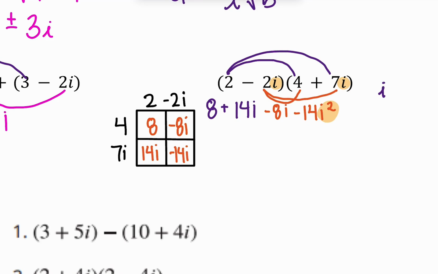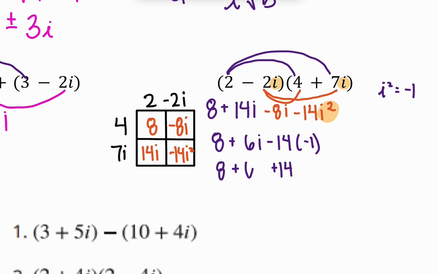Okay, so then i squared is a -1. So wherever you see an i squared, and I forgot to put the squared there, wherever you see an i squared, you will replace that with a -1. So this is going to be 8 plus 6i, so 14i minus 8i is 6i. And then this will be -14 times -1, which will turn into a positive 14. Which then you can combine to be 22 plus 6i.